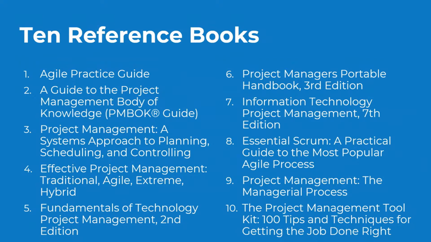As you can see, it starts with the Agile Practice Guide there, and then the PMBOK Guide is the second book in the list, and then you can continue looking at these here. Number 9, the managerial project management process, Essential Scrum is here, Fundamentals of Technology Project Management, and so on. Okay.